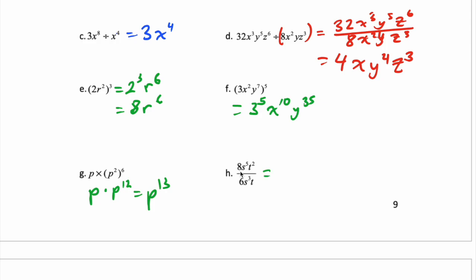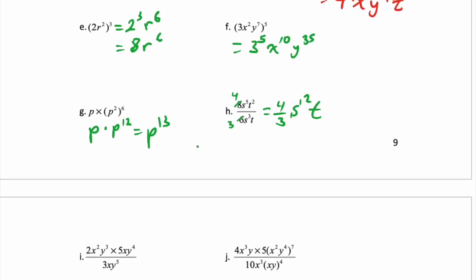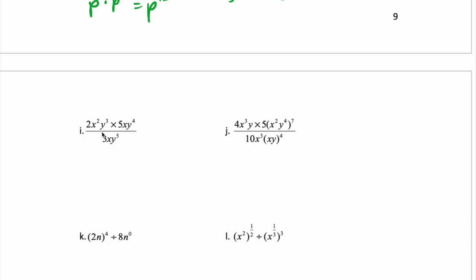Now 8 over 6, that doesn't divide, but you can simplify it to 4/3. And then you've got s to the power of 2, t to the power of 1. Subtract the exponents, right? Here you can multiply the numerator first and then simplify, or you can simplify right away, it's up to you. I'm going to simplify the numerator first. Okay, so the 10/3 doesn't really simplify, and you get x squared, y squared.